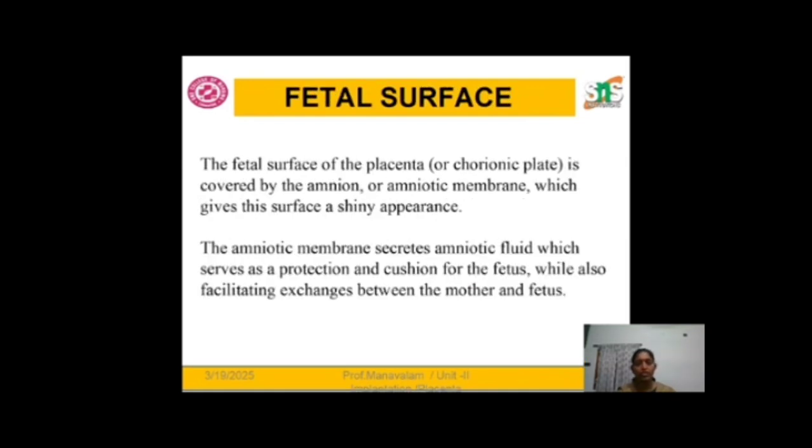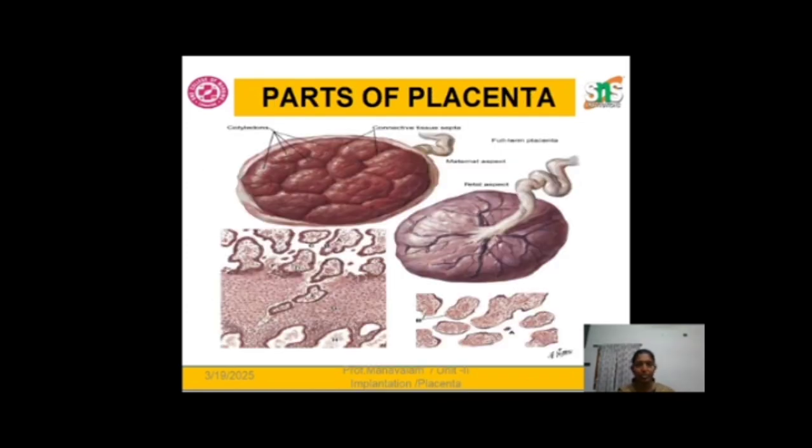Next, the amniotic membrane that covers the fetal surface secretes the amniotic fluid. It mainly serves as protection and a cushion for the fetus, to avoid unwanted injury or trauma to the fetus. At the same time, it facilitates all types of exchanges between the mother and the fetus. So these are the parts of the placenta.